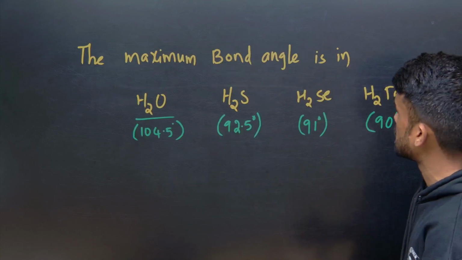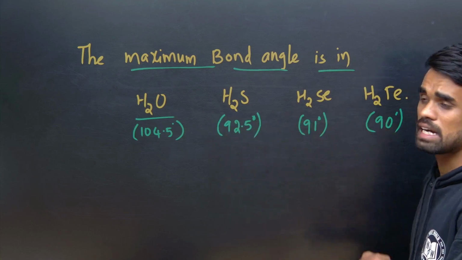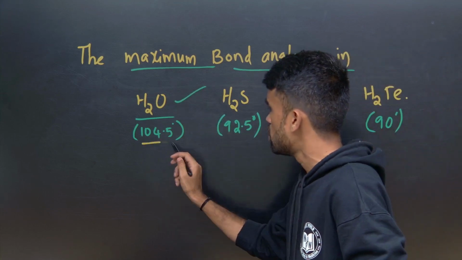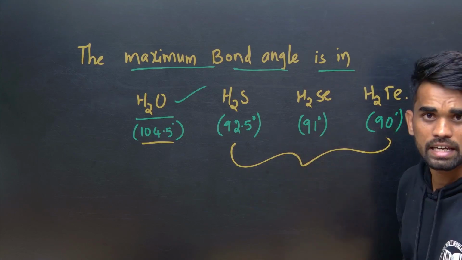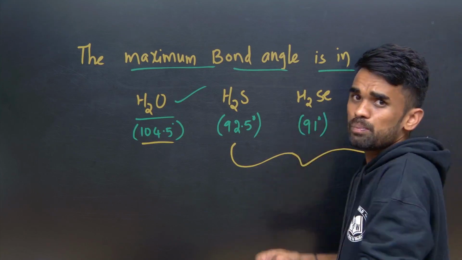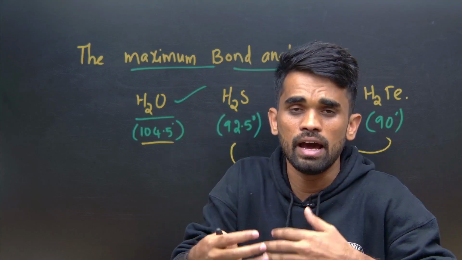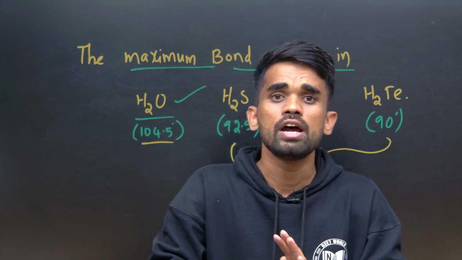Next, which of these hydrides has the maximum bond angle? Water has the maximum bond angle, around 104.5 degrees, and the remaining ones are around 90 degrees only. It means they have pure p orbital character in the bonds, not sp3 hybridization. I hope it is also clear. This concept is called Drago's concept.